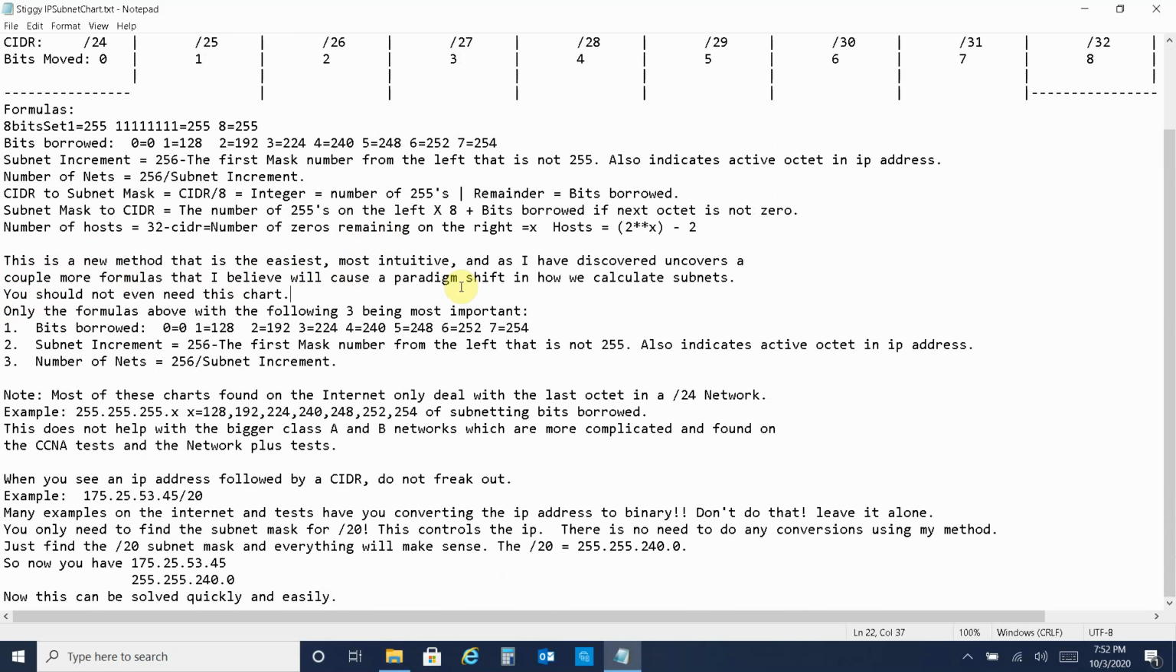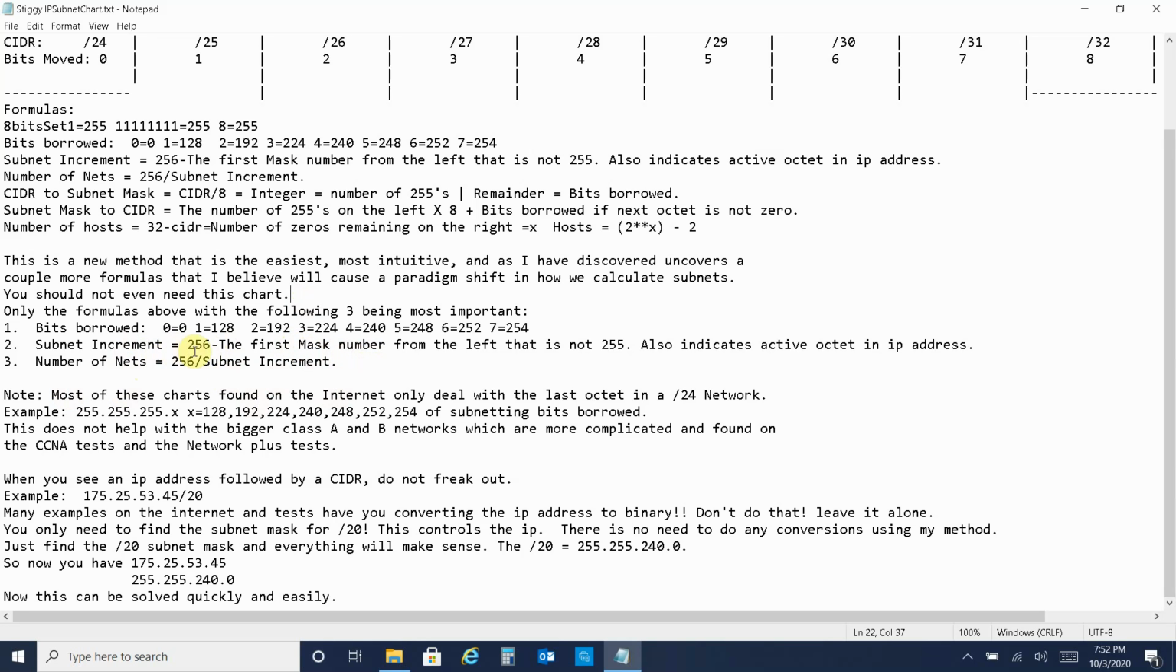Again, the formulas above are the most important. You hopefully take a snapshot of this page. That's fine, you can do that because we'll show you that. Here we go with up to 7 again. Bits borrowed and increment, these two are so important. These are the ones I've included here that I don't think most people understand, that you can find this stuff.